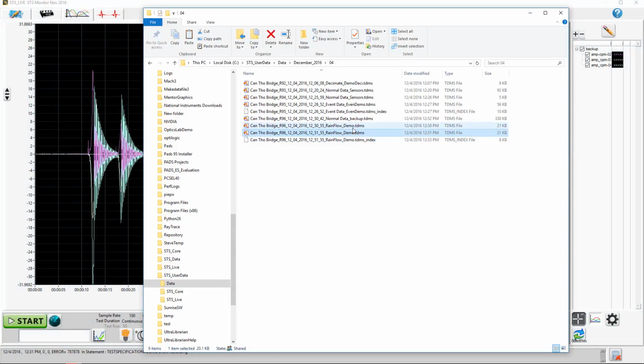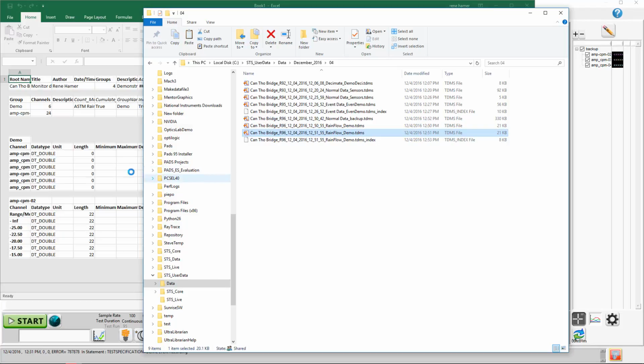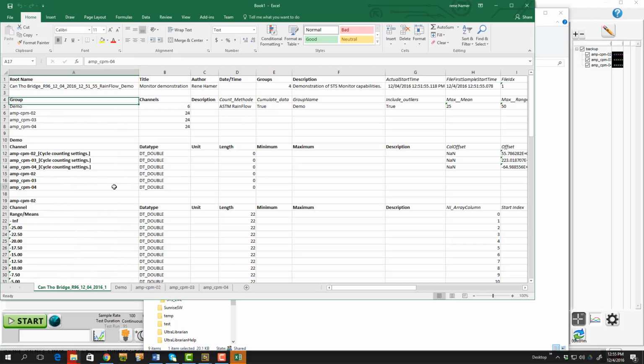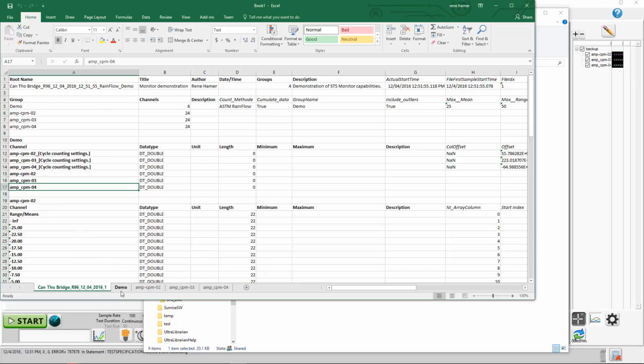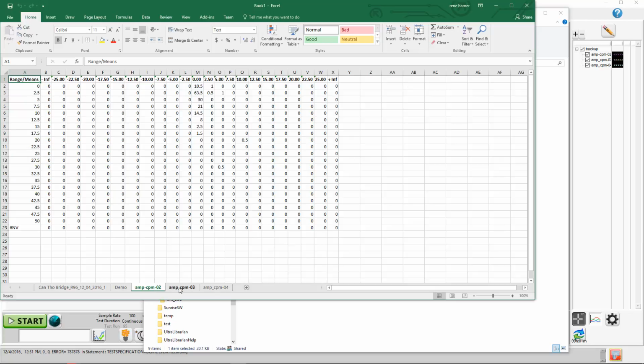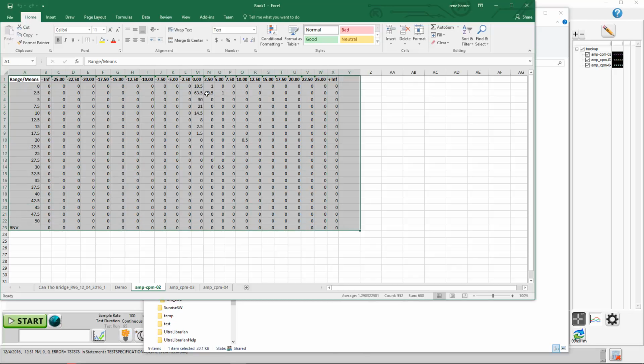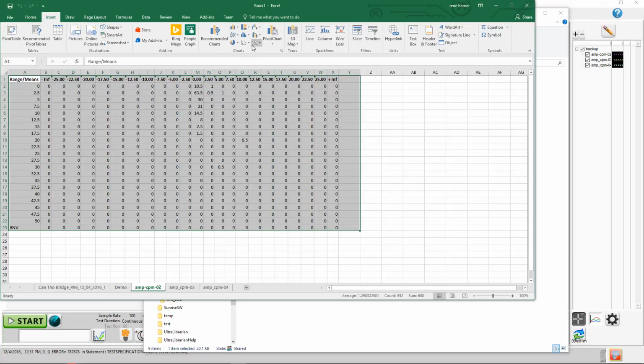Here you see that we have a number of files, the rainflow demo data. Let's open it up. And we see here, after the metadata, we have for each sensor now a page. And that page represents our rainflow data. We can open this, insert 3-dimensional columns, and then here we have the data recorded.